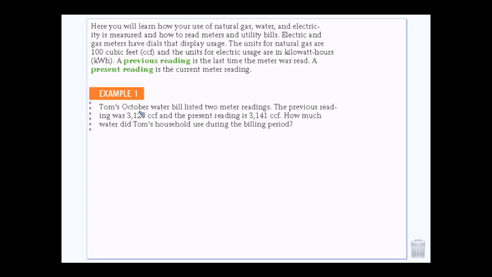So if we look at Tom's water bill, the previous reading was 3,128 CCF, which is 100 cubic feet. And the present is 3,141. So we're going to take 3,141 and subtract 3,128. I'm going to cheat and use my calculator because I feel like it.